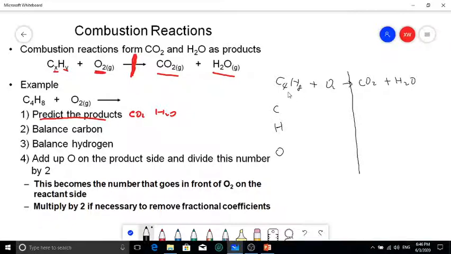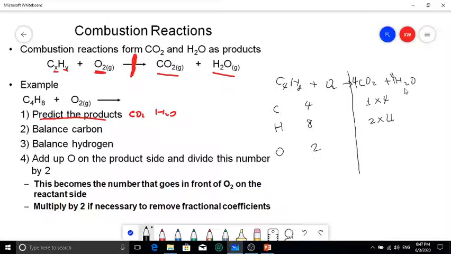Now let's count. There are 4 carbons. Over here, there's only 1 carbon. So I'm going to multiply this by 4 by putting the 4 in the front. Now that makes 4. I know I'm messing up the number of oxygens as well, but that's not what we need to worry about right now. There are 8 hydrogens and only 2 hydrogens in water, so I need another factor of 4 in front of water in order to balance the hydrogen.